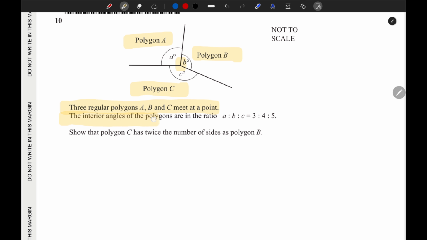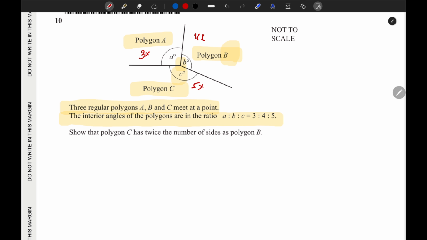The interior angles of the polygons are in the ratio A is to B is to C, 3 is to 4 is to 5. So you can say this is 3x, B is 4x, and write C as 5x. Show that polygon C has twice the number of sides as polygon B. So we have to show that C has twice the number of sides as compared to polygon B.